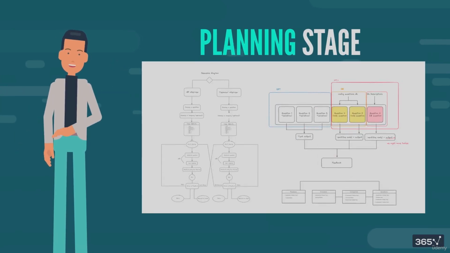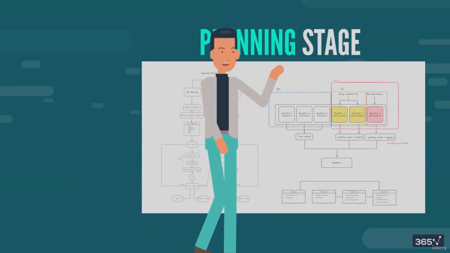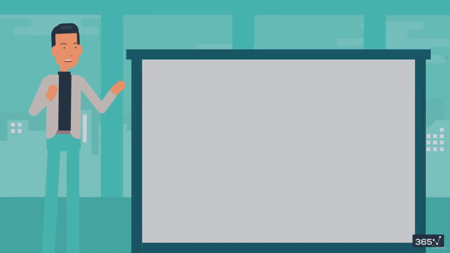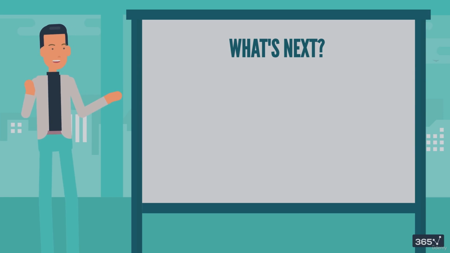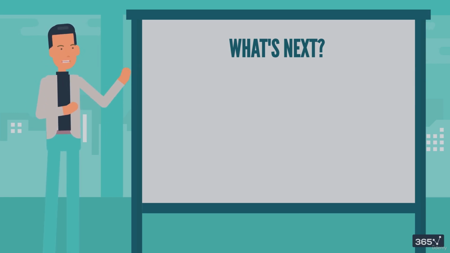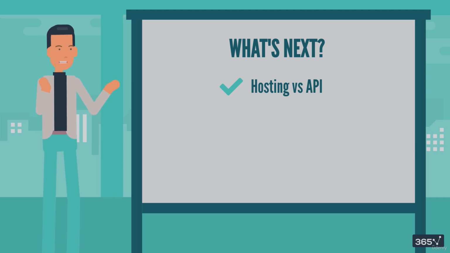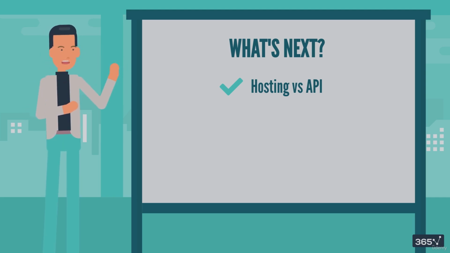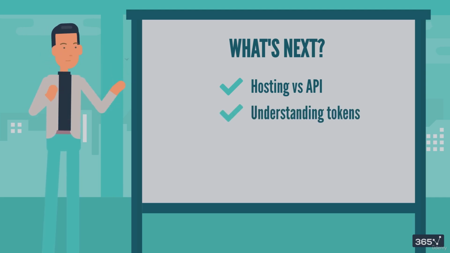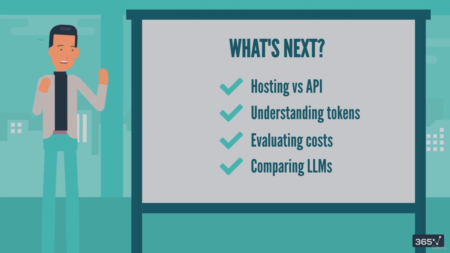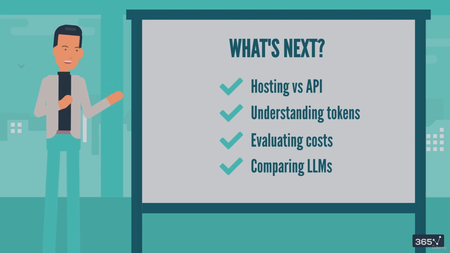Before we explore the technical specifics and development processes, it's crucial to address a few foundational considerations that will guide our decision-making and strategy moving forward. These include choosing between hosting an LLM versus utilizing a model via an API, understanding token usage and its implications, evaluating costs, and comparing different LLMs available in the market.